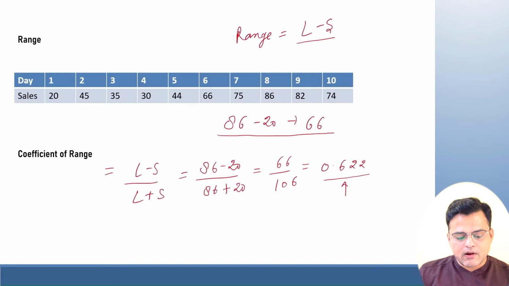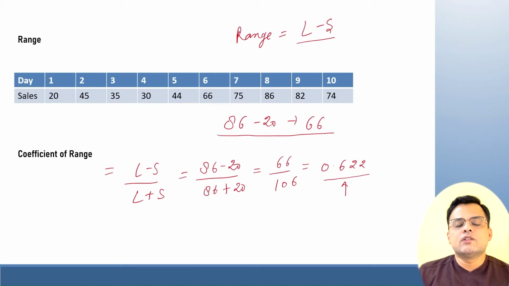One of the disadvantages of range is that the calculation is based only on two values, the largest and smallest, and it fails to account for all the other observations. That's why range alone is not the right metric to calculate the measure of dispersion.